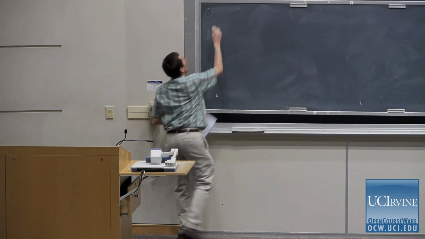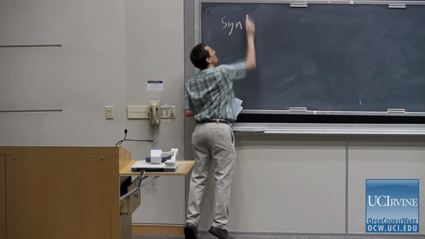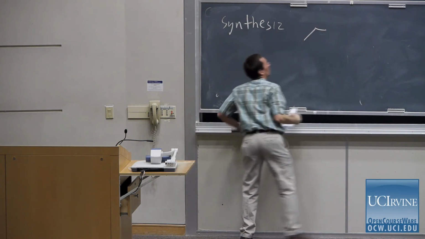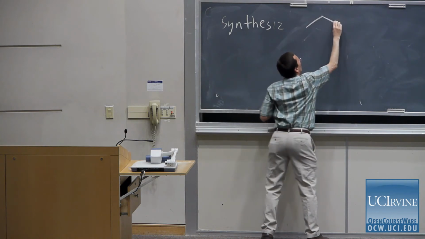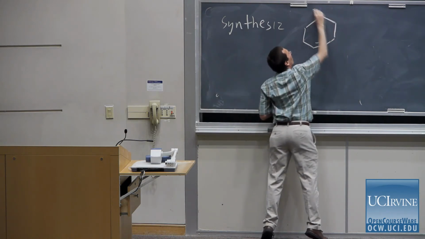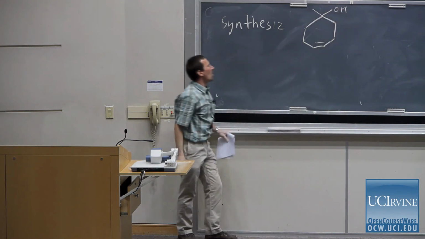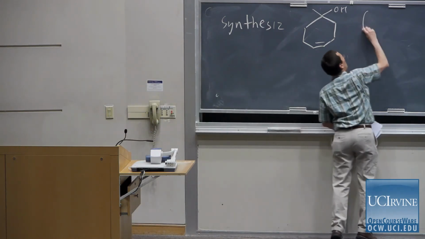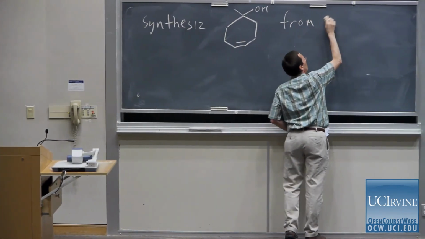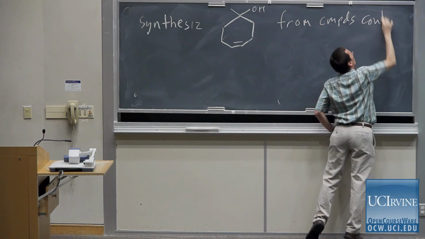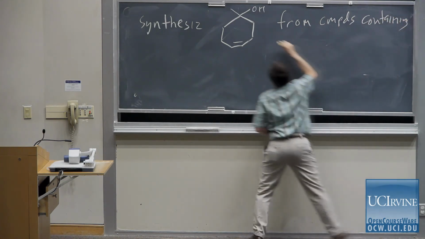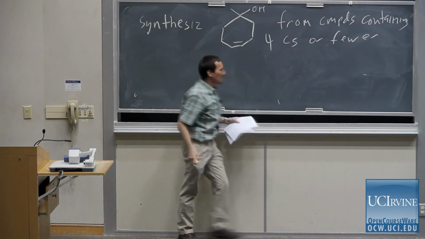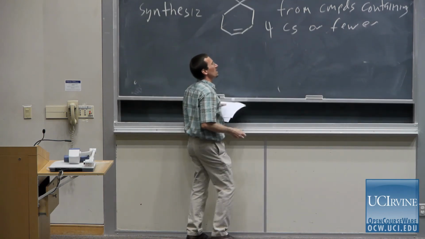maybe a thought process. Let's say I want to synthesize this cycloheptene, with an alcohol there and a double bond. And let's say, just to put some constraints on it, I'll say from compounds containing 4 carbon atoms or fewer. And just to give us maybe a little hint, I'll say using olefin metathesis.